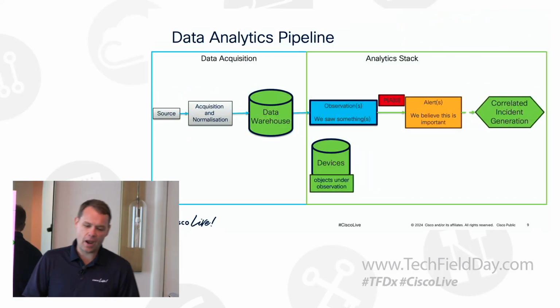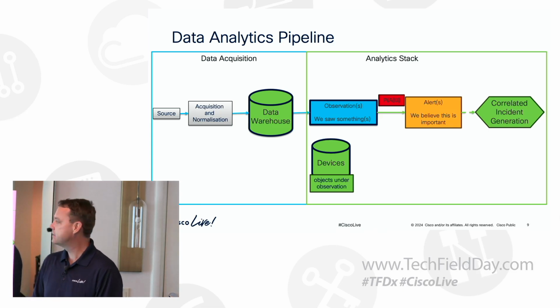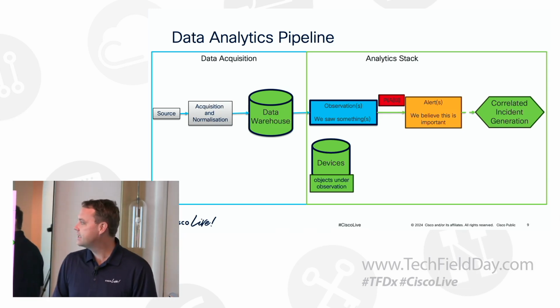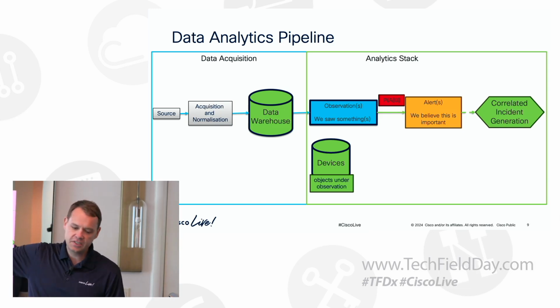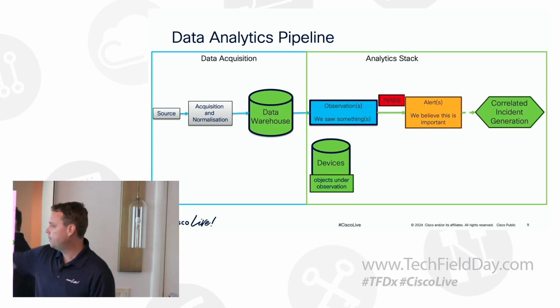Where does it create? How does an incident get created? It goes through a long, complex analytics pipeline in order to get to an incident. So to get to an incident, basically we start with data acquisition. That's the box on the far left. And then an analytics stack, which is our larger box on the right.